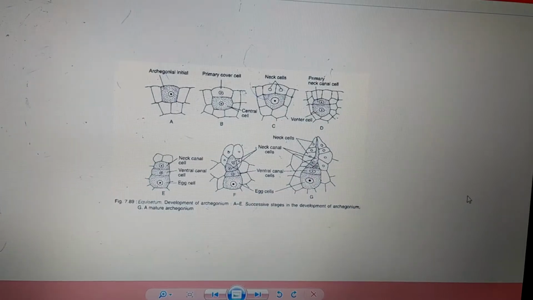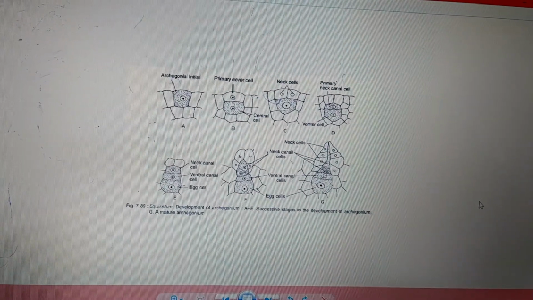So this was a description regarding the development of archegonium in case of Equisetum. Thank you.